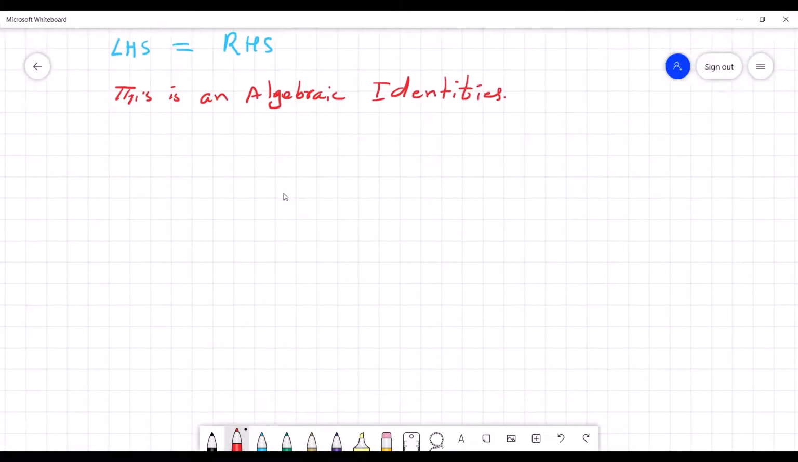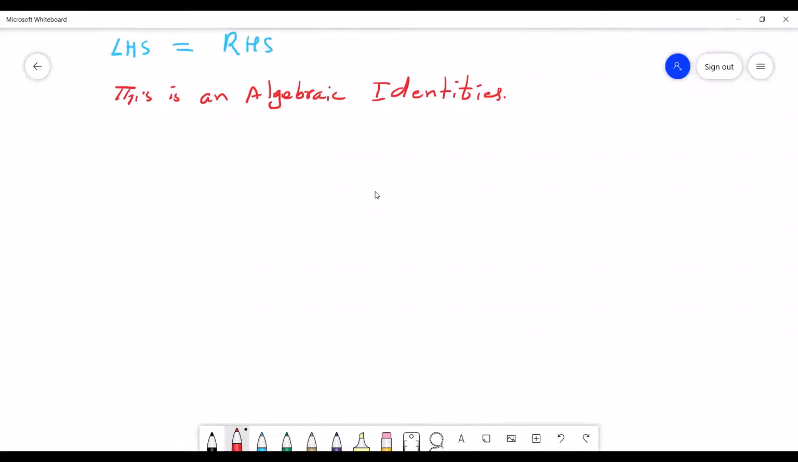So the above given, both are algebraic, even the number example also given. So we can say that all three are algebraic identities. Okay, then there are some standard algebraic identities.